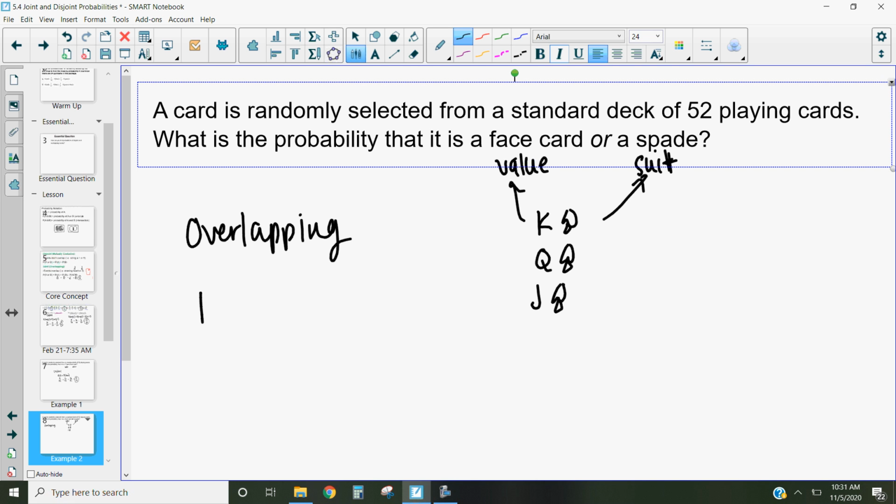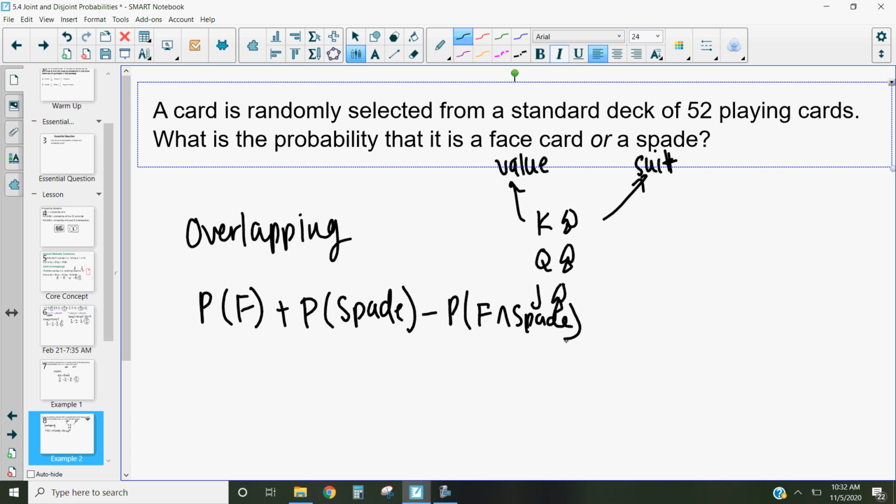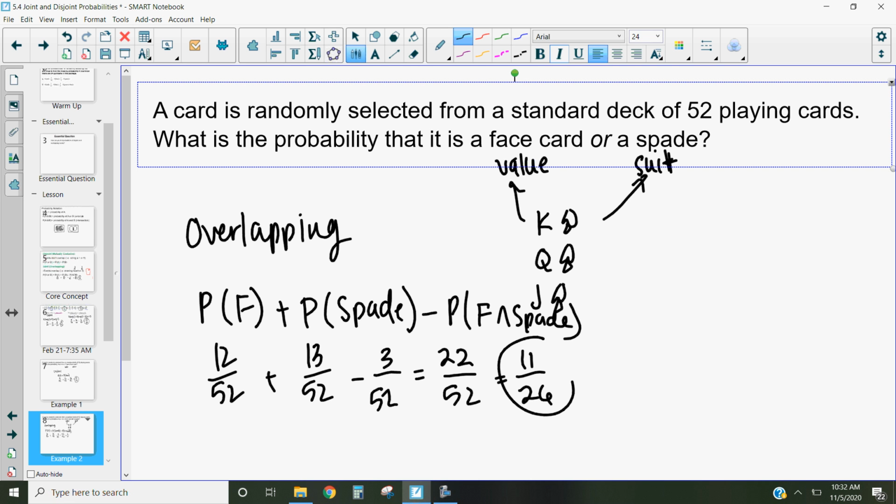So when we do that, we're going to find the probability of getting a face card plus the probability of getting a spade, minus the probability that it's a face card and a spade. So let's take a look. The probability of getting a face card is 12 out of 52. The probability of getting a spade is 13 out of 52. And then we want to subtract these 3. So we end up getting 22 out of 52, or 11 out of 26.